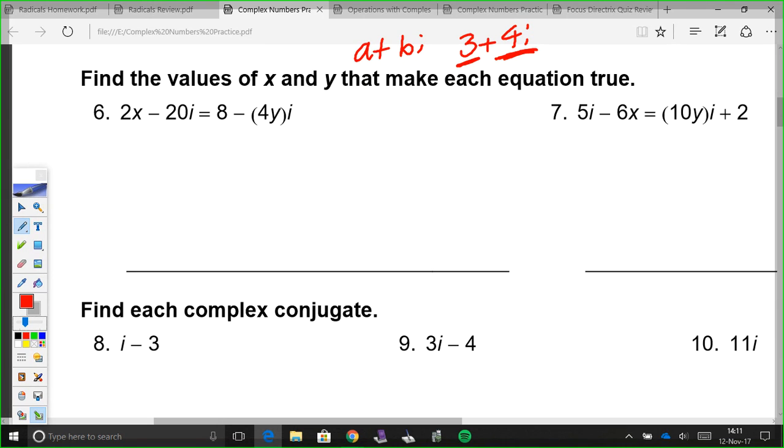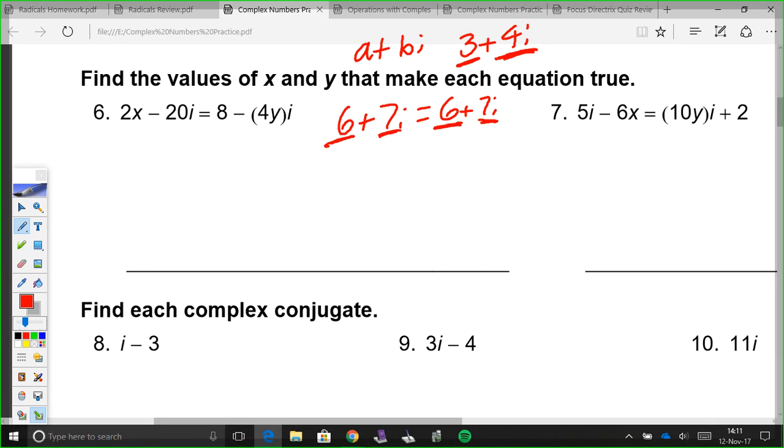But the idea of this is, what if I told you that 6 plus, I'm just making one up here, 6 plus 7i equals 6 plus 7i. Right? Two complex numbers that are equal to each other. Would you believe me that 6 plus 7i equals 6 plus 7i? Well, you should, because they're exactly the same, so why wouldn't they equal each other? That's the idea of what you're doing here in number 6 and 7. These are equal to each other because the 6 is the same as the 6, and then the 7 is the same as the 7.